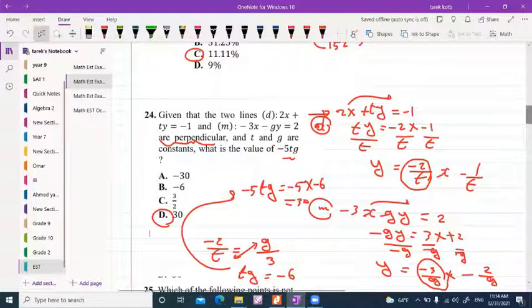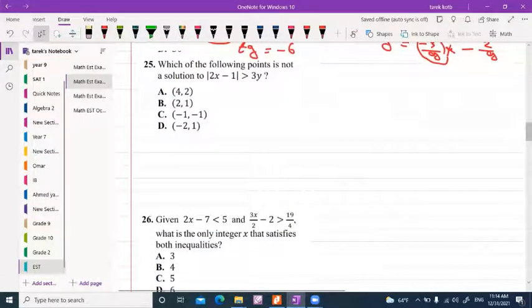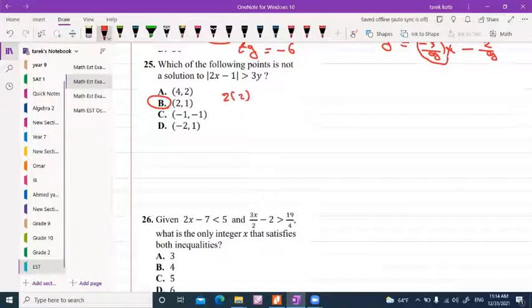Which of the following points is not a solution for this? It's better to test these points. If you have the calculator, you can use it. So it will be number B. If you plug in the numbers, look here, it will be 2 times 2 minus 1. Is it greater than 3y? Let me see. This is 4 minus 1, which is 3, greater than 3. That is not true, which means it does not satisfy. See, this is the only one that does not satisfy.